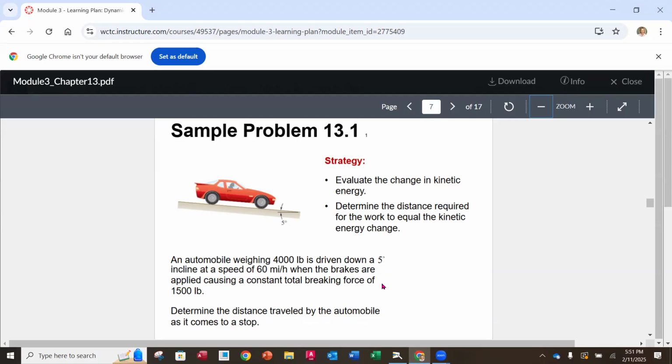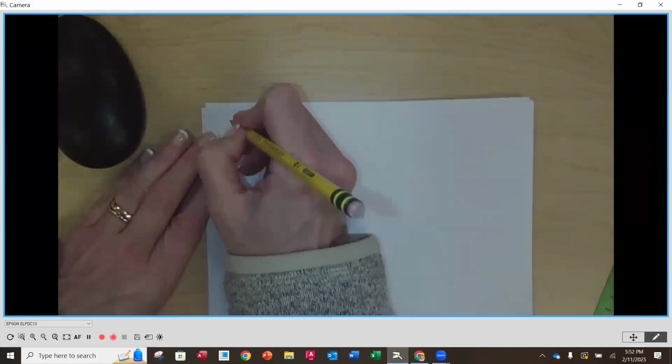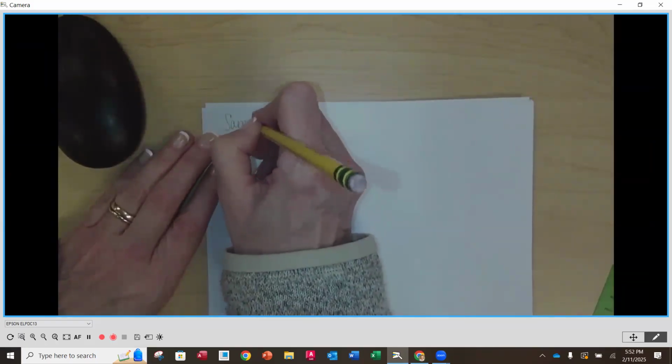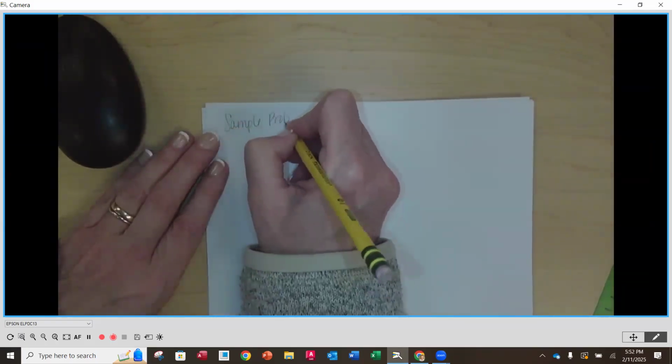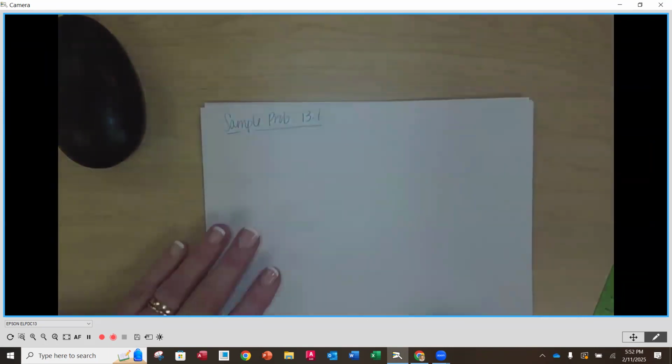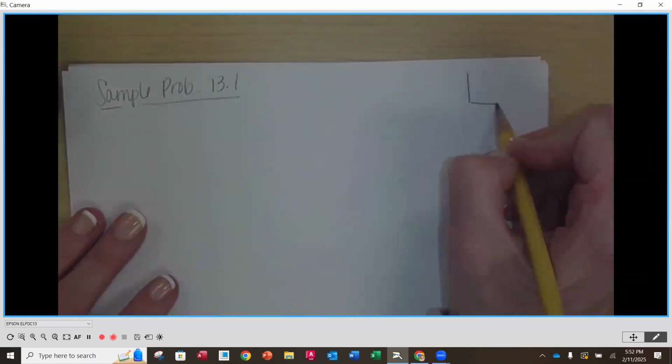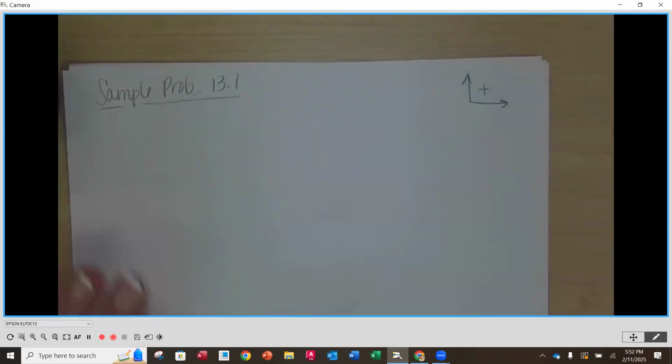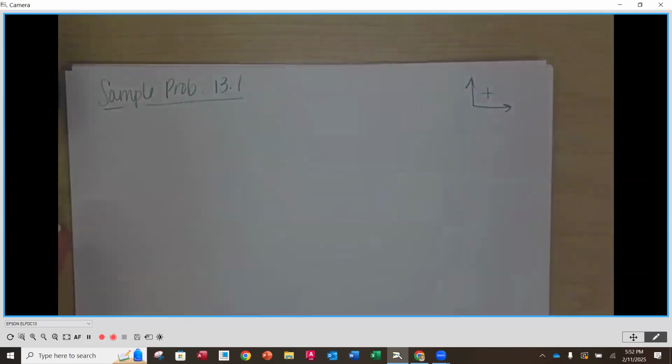So let's kind of get set up here. And start here. This is sample problem 13.1. So this is your first practice problem that you are going to be handing in. I'm going to use our convention here. Things going to the right and up are going to be positive.